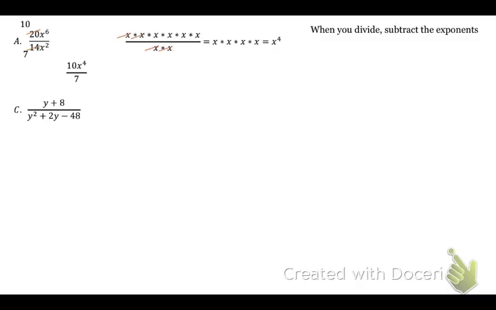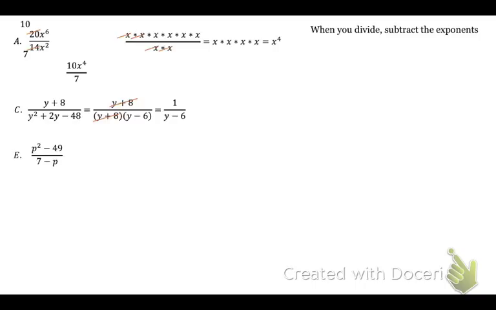Let's look at C. So we have y plus 8 over y squared plus 2y minus 48. Well, we can't simplify that top anymore, but we can factor the bottom. That bottom factors to y plus 8 and y minus 6. We have a y plus 8 on top and on the bottom. Those are going to cancel, and I'm left with 1 over y minus 6.